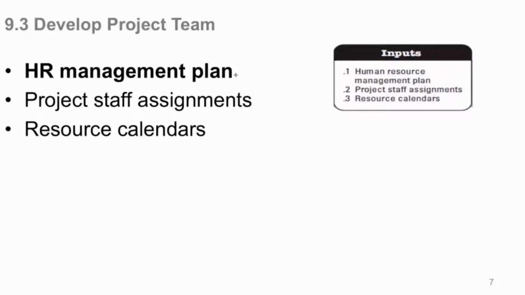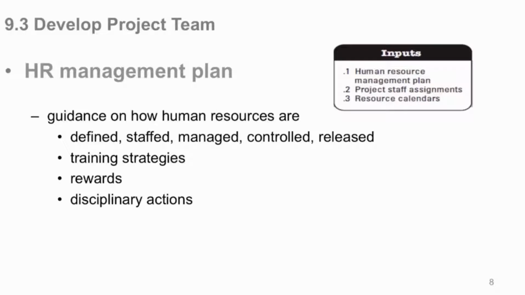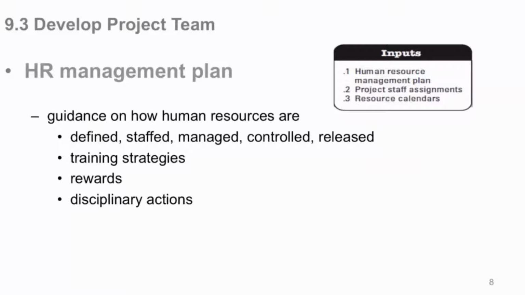So our inputs are our management plan, HR management plan. That's guidance, how-tos on how our resources, how we're going to define them, staff them, manage them, control them, and release them. At this point, we don't put people's names there right now. We don't know who they are, but in general, head count, how we're going to handle these issues, these actions. Training strategies, how we're going to train people based on their role and their responsibilities. Some people may need specialized training or bolster the training they have. And then rewards, of course, and recognitions, how we're going to do that.